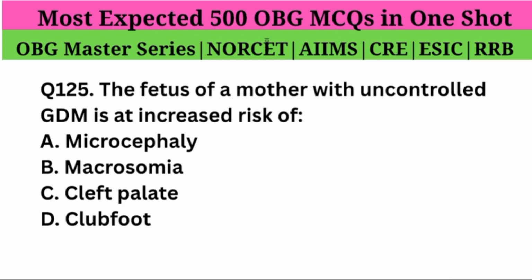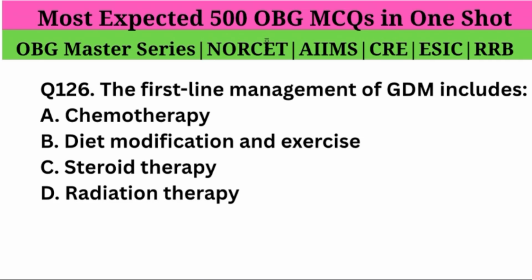Next question, the fetus of a mother with uncontrolled GDM is at increased risk of? Your correct option is option B, macrosomia. Next question, the first line management of GDM includes? Your correct option is option B, diet modification and exercise.